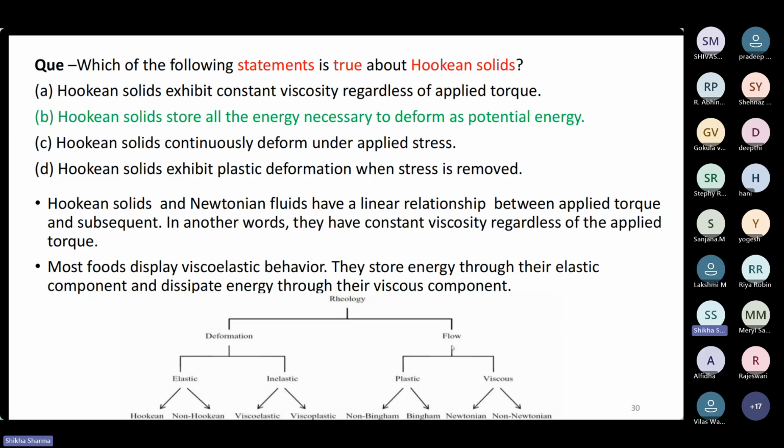So the answer is B, which is Hookean solids store all the energy necessary to deform as potential energy. Hookean solids and Newtonian fluids have a linear relationship with the applied torque. So basically, what is happening in this? They have constant viscosity regardless of the applied torque.